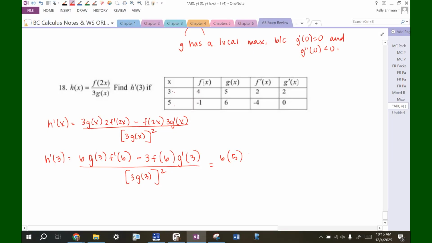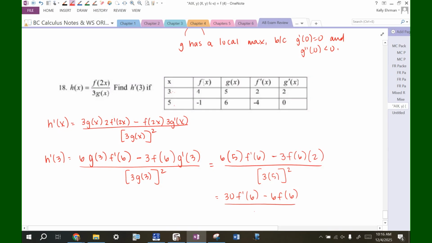So 6 times 5 times f prime of 6. Okay. Minus 3 times f of 6. g prime of 3 is 2 over 3 times g of 3 squared. So all I can do with this is make it 30 f prime of 6 minus 6 f of 6 all over 15 squared. What's that, 225? That's as far as I can take that. I bet I accidentally cut a line off of the table.